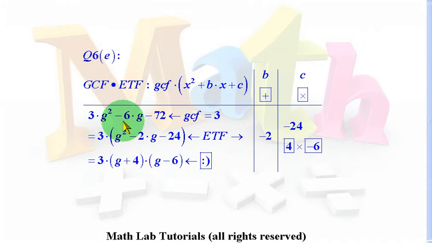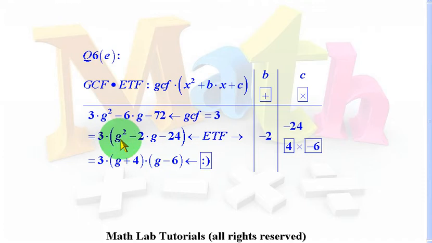3g squared minus 6g minus 72 is certainly a quadratic trinomial. And the first thing you look for is factoring out the GCF. 3, negative 6, negative 72. The GCF is 3. And so you put the GCF out front and you divide to get the balance. Okay, 3 divided by 3 is 1. There's the g squared term. Minus 6 divided by 3 is negative 2. There's the minus 2. Minus 72 divided by 3 is minus 24. Now the GCF just stays out front.